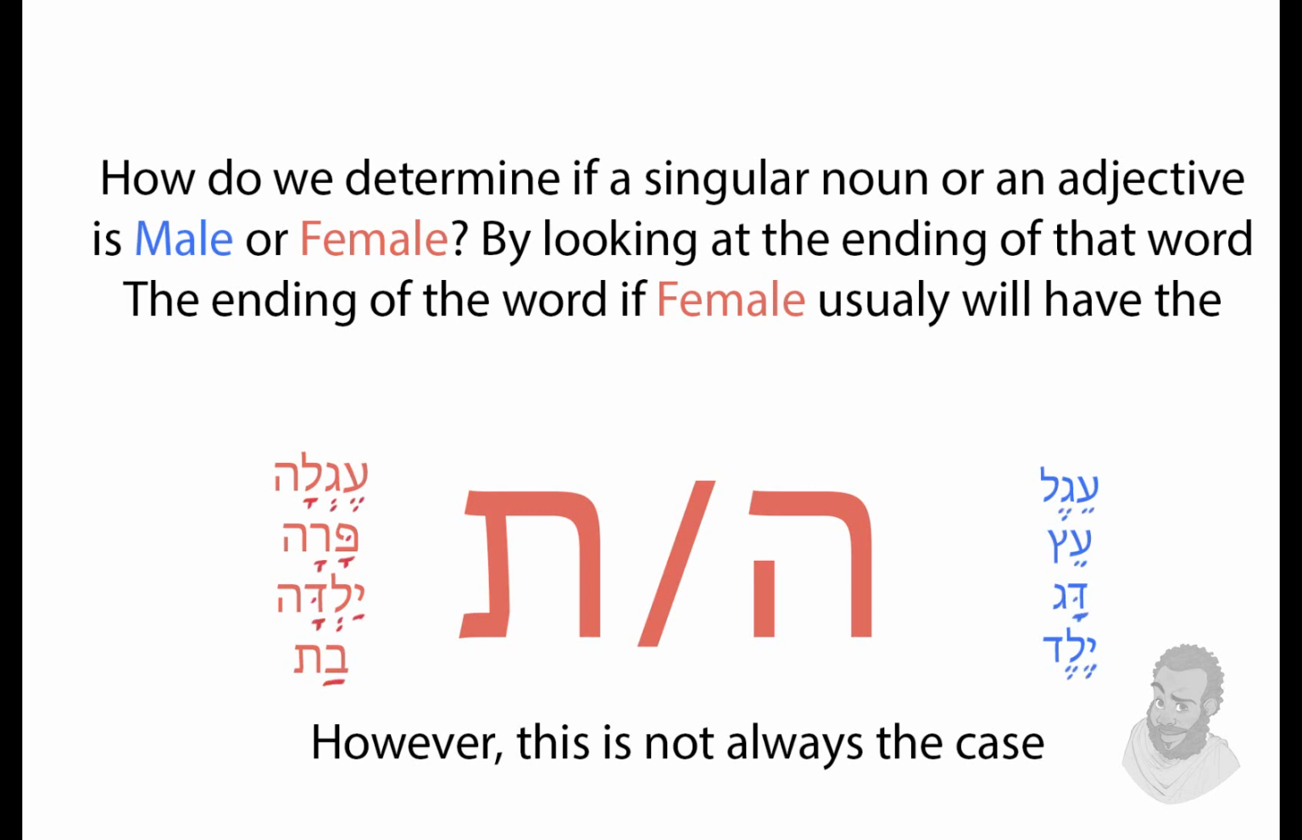So here are the words with the nikudoth, to check to see if you were correct. Again, I'll say it. Irel, if, dag, yalad, egla, para, yalda, bath.